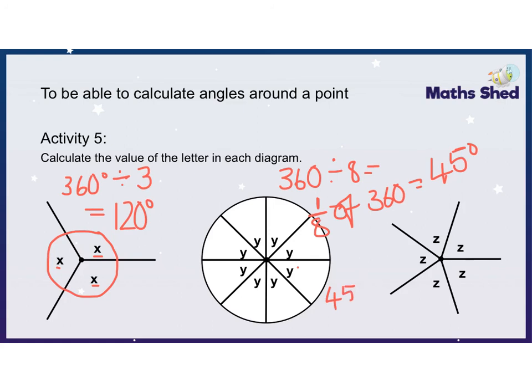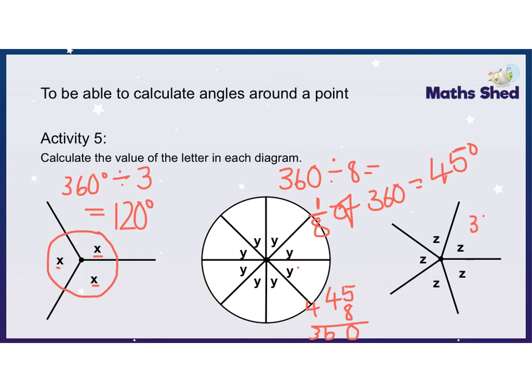Let's just do a quick check to make sure my mental math is correct. 45 multiplied by 8. Always good to check your work. 8 times 5 is 40. 8 times 4 is 32, plus the 4 is 360. Yay, we're right. Okay, and the last one has been divided into 5 equal parts.